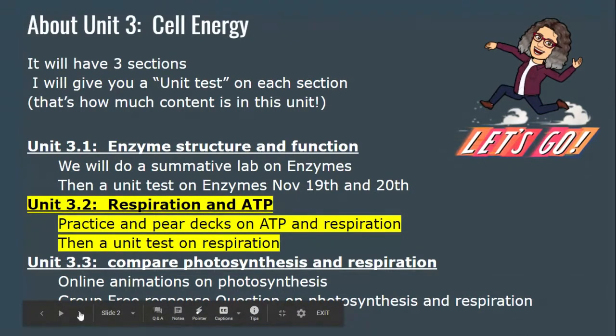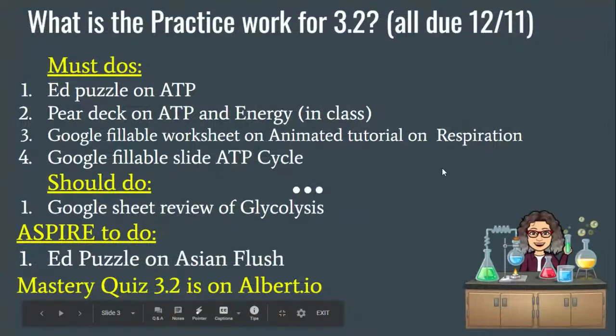Okay, and here's the practice work for this unit that's due next Friday. All right, your test is the 10th, the other classes are the 11th, your work is due next Friday. This is all practice. Today's Pear Deck, a little Lead puzzle on ATP, is like 4 minutes long.